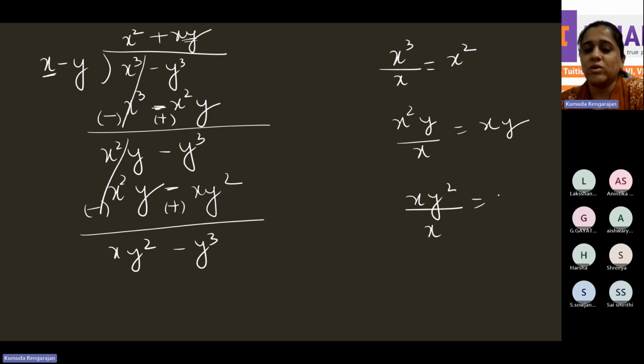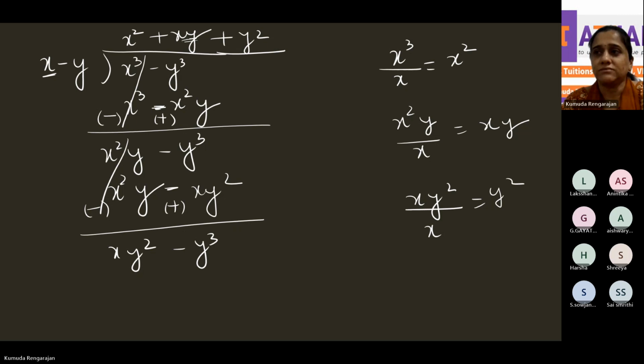By x. So what's the result? Y square. X and x will get cancelled, so y square. So plus y square, correct? Plus y square. All right. So now multiply this plus y square with the terms here in the divisor.